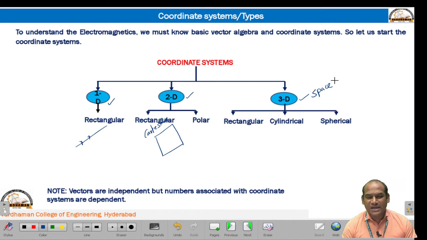We have three types here. One is the rectangular coordinate system, which can also be called the three dimensional Cartesian coordinate system, the next one is the cylindrical coordinate system, and the next one is the spherical coordinate system.